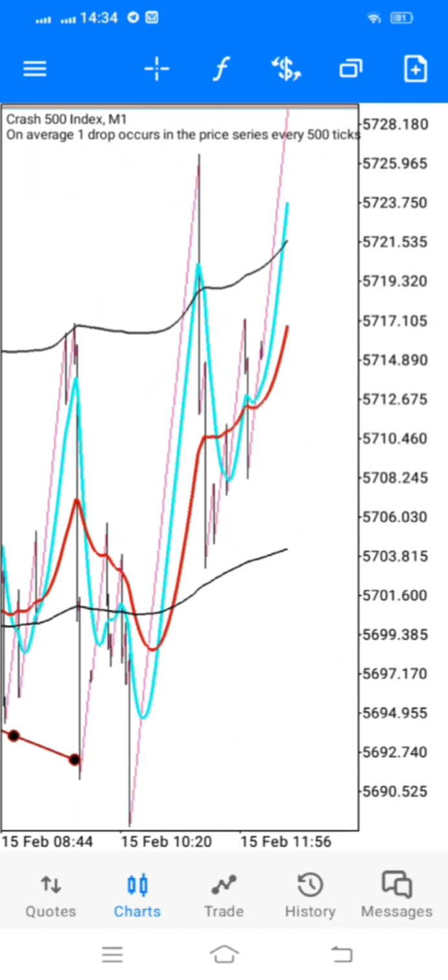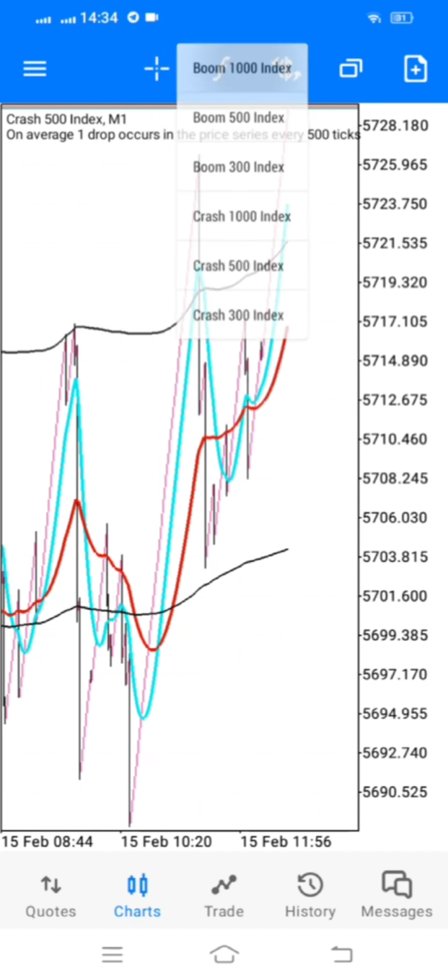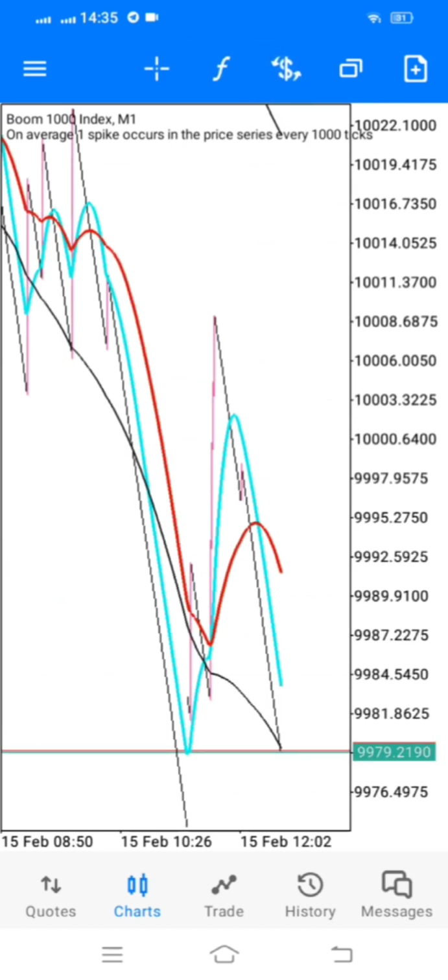Okay, so this is on Crash 500. We can go ahead and we can just go and check the other pairs as well. So let's do Boom 1000 for example. Remember, with Boom 1000, all your Boom pairs, you are going to be selling.